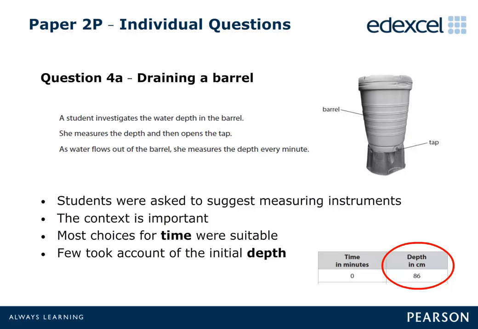Question 4 was about an investigation into the way water drains out of a barrel. When answering, students should be aware of this context. Stop clocks or stopwatches are fine for measuring intervals of a minute. The choice of instrument for measuring distance must also take account of context. Here, we are measuring 0.86 meters depth of water. A meter rule is fine. It meets the criteria for length and rigidity.